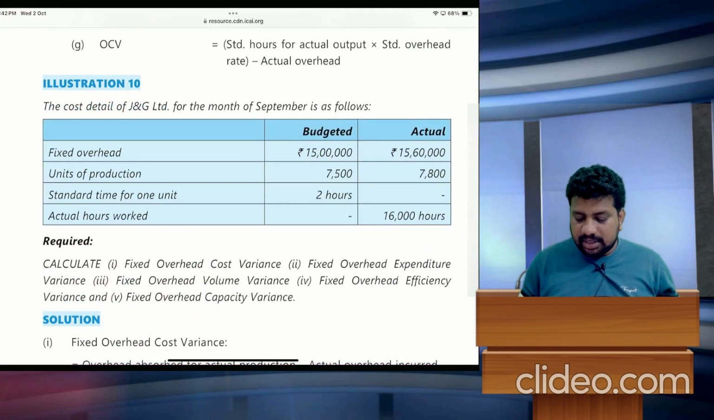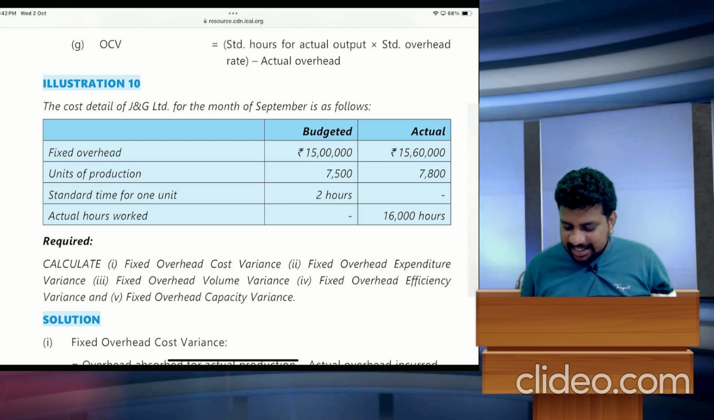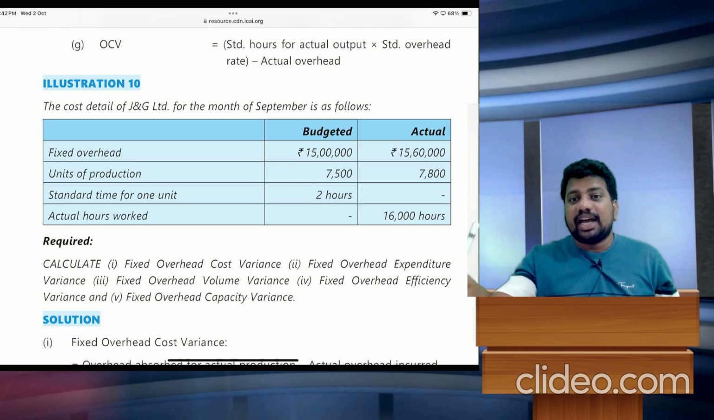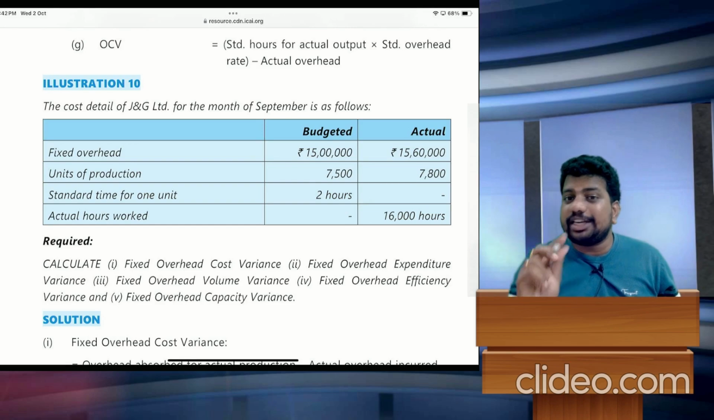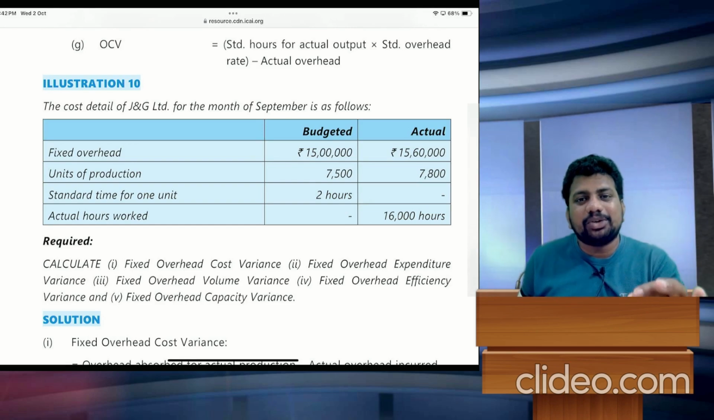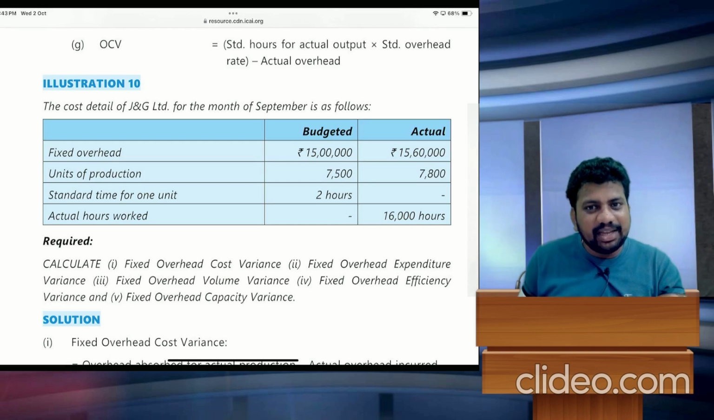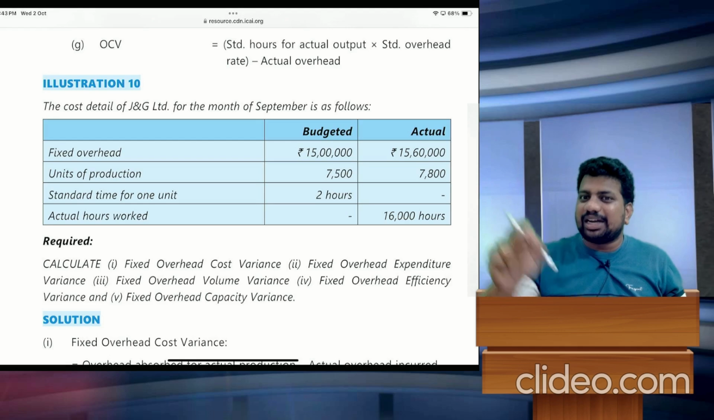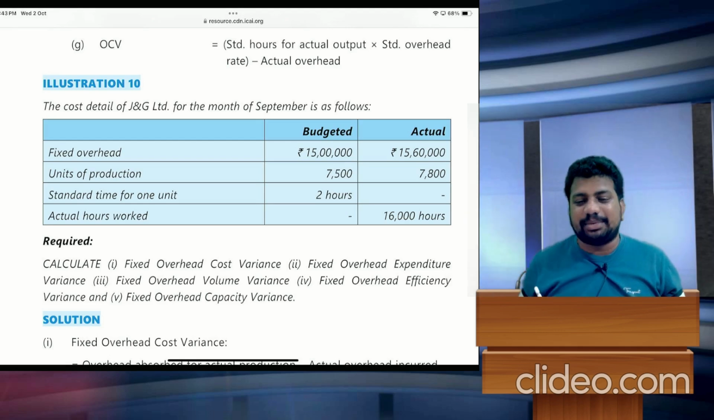Next, units of production: budgeted output 7,500, actual output 7,800. Standard time for one unit. Now understand, standard time is given, and along with it he has given me actual output as well as budgeted output. I told you initially, if I want to calculate my total budgeted hours, it should be standard time per unit multiplied by the budgeted number of units. Standard time per unit multiplied by actual output gives standard hours.